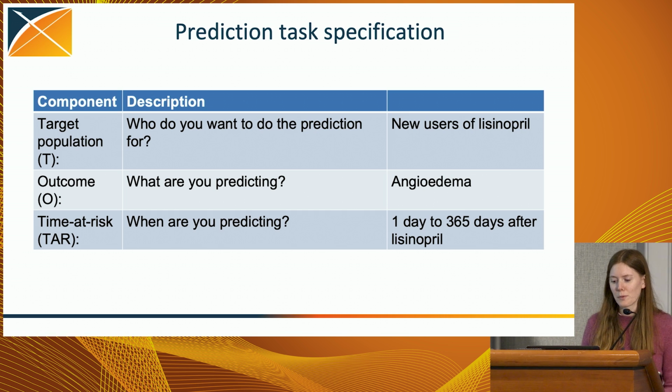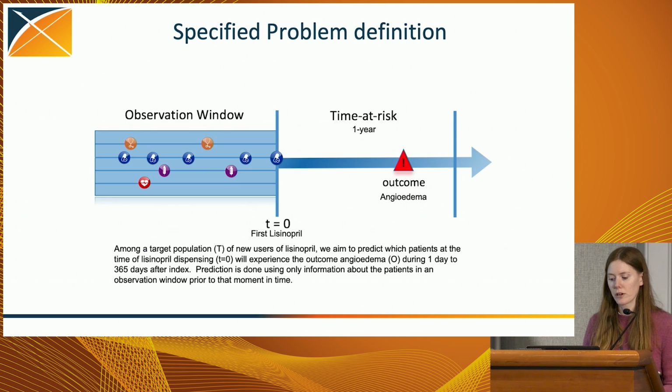So here's the same picture you saw earlier, but now you can see the T equals 0 is the first lisinopril, time at risk is 1 year, and our outcome is angioedema. So the aim of prediction is effectively to look at everything that the patients have prior to index: the conditions, the drugs, the measurements, the procedures, and see if you can find things that are associated to the outcome. So are there things here that people have in their history that increase their risk of the outcome or decrease their risk of the outcome? This is what we're basically doing for prediction.